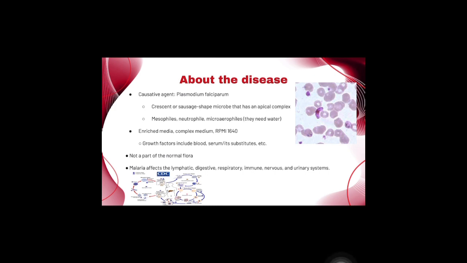The microbe itself is a protist from the domain Eukarya and kingdom Protista. To grow them in a lab, a complex, enriched media is needed. There should be growth factors such as blood and serum present in the media as well. Although the human body has its fair share of microbes, Plasmodium falciparum is not a part of the normal flora. Therefore, when one gets infected with this microbe, the lymphatic, digestive, respiratory, immune, nervous, and urinary systems are all affected.